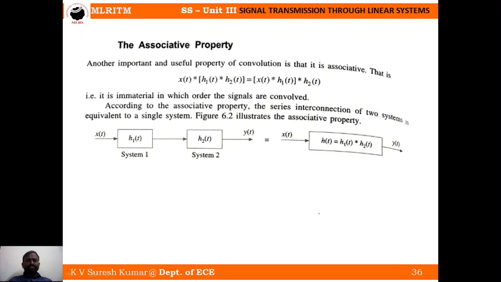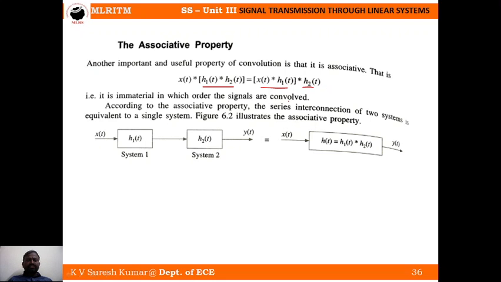Then coming to the associative property. We all know in maths, a into b into c equals a into b into c, where b and c are in brackets on the LHS, and a and b are in brackets on the RHS. Similarly, x of t convolution h1 of t convolution h2 of t gives x of t convolution h1 of t first, and then if you do convolution with h2 of t, the answers will be the same. The RHS and LHS answers will be the same.